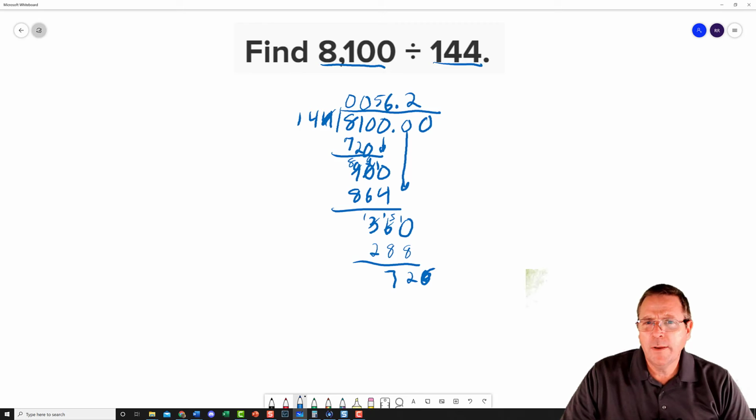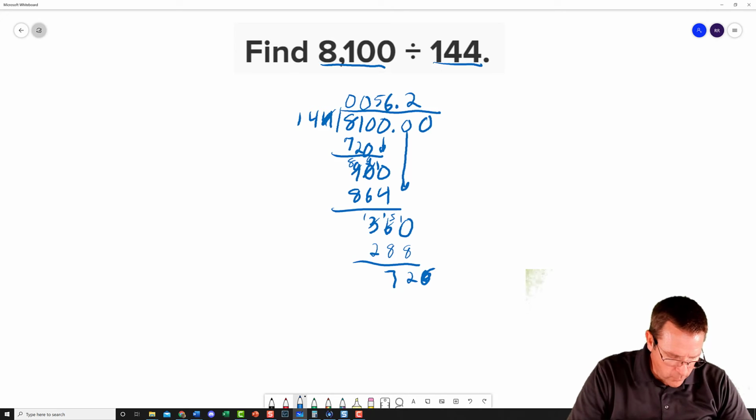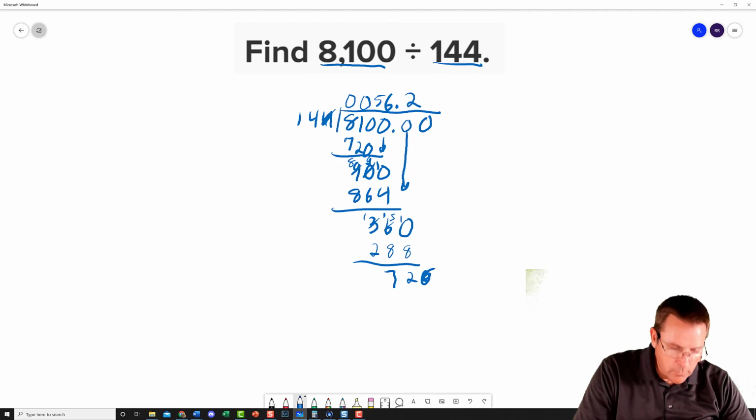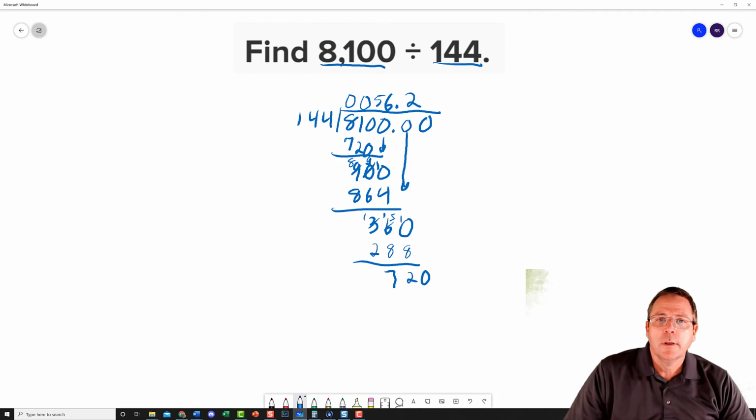Well, that would be 4 times, which would be 60, but I'm thinking it's going to be 5, because I'm not doing 15, I'm doing 144. So let's try 5 here and see what we end up getting.